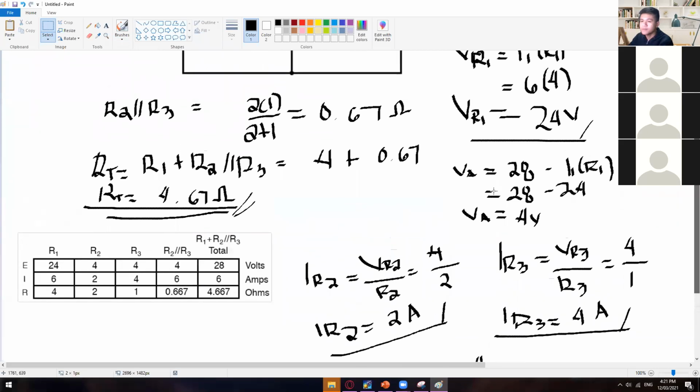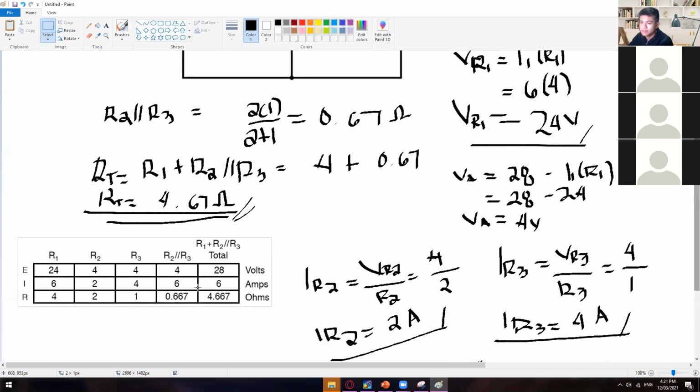right here, for the total voltage, of course, we have 28 volts since this is our source. We have IT as your 6 amps total current. And then the R total is 4.667, okay, which is the same as our R total. And then for the voltage across R1, okay, we have 24 volts. And then the voltage drop across R2, we have 4 volts, which is the same with R3.